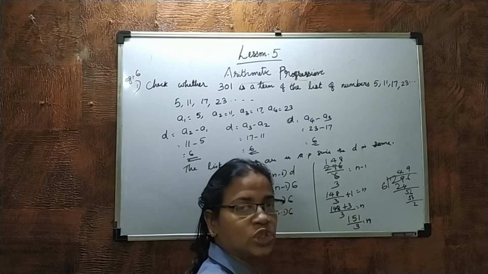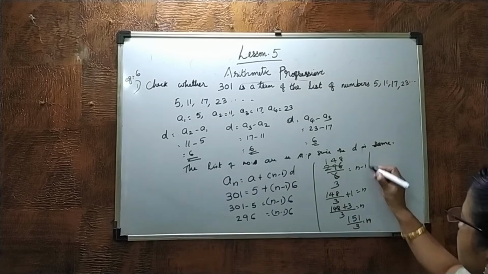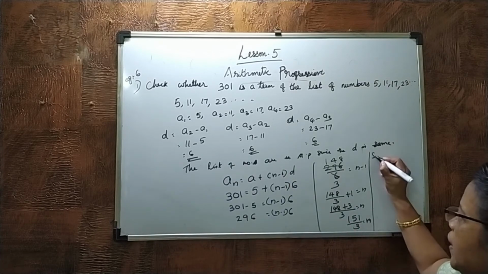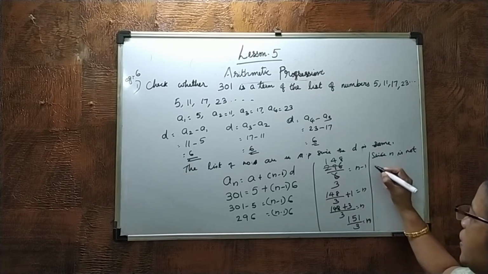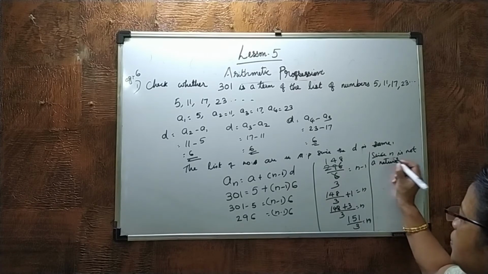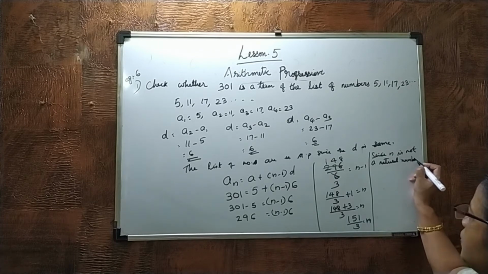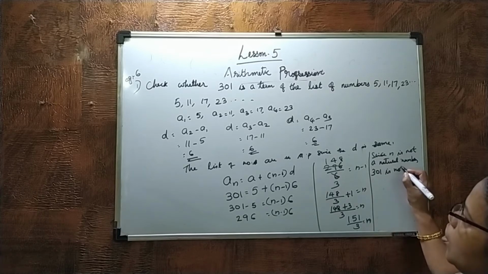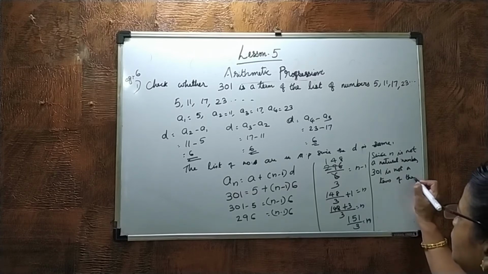Just look. N means what? It should always be a natural number. Is this a natural number? So 151 by 3 you got. Since N is not a natural number, what can we say then? 301 is not a term of the given list.